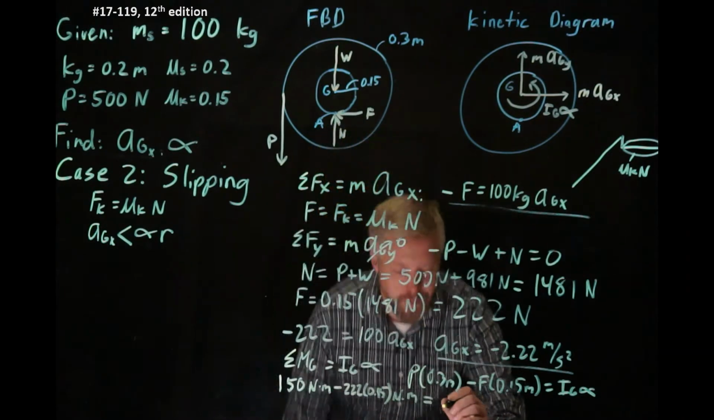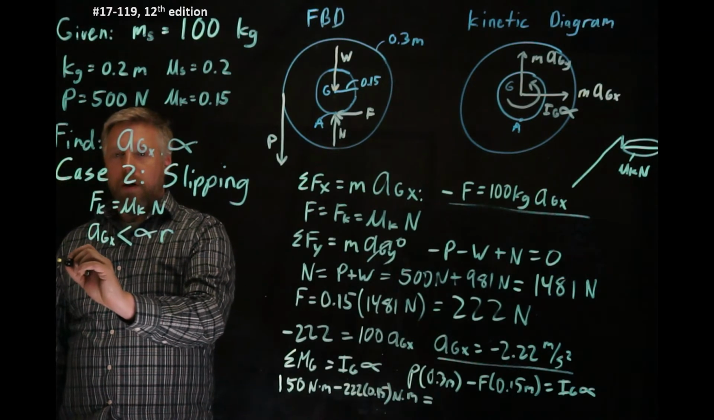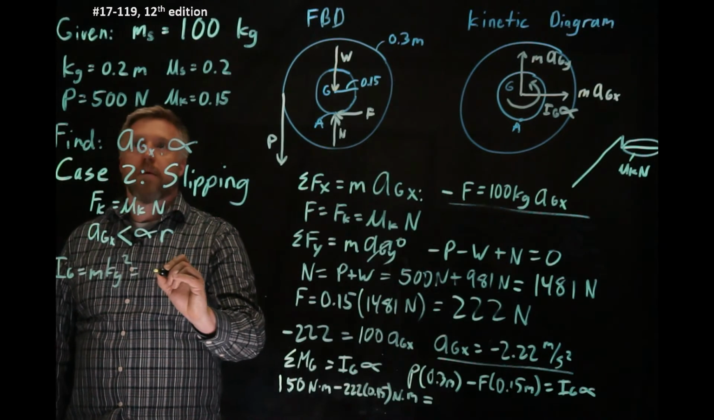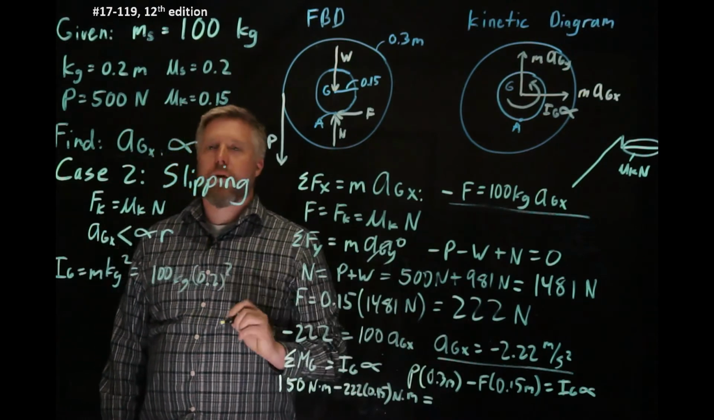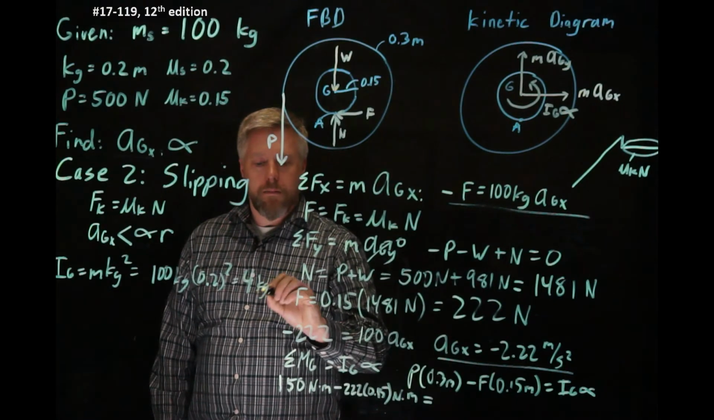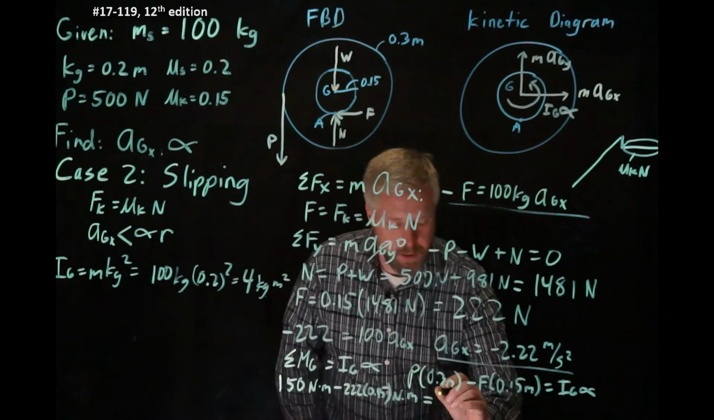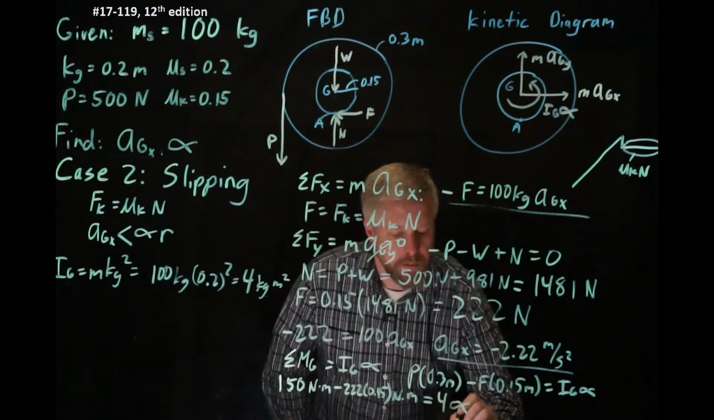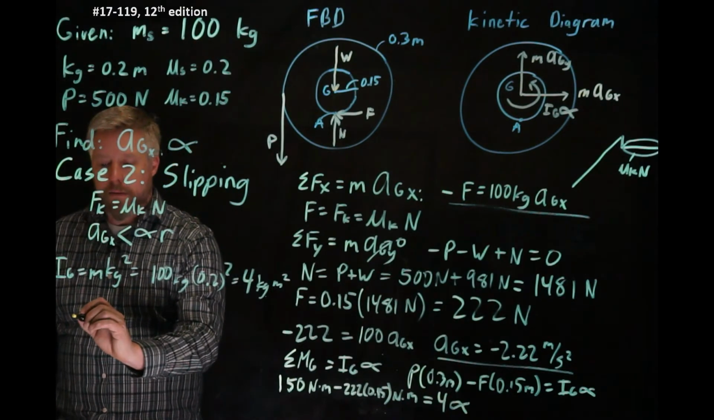equals Ig. I'm running out of room here a little bit. We did that in the last video as well, where Ig is equal to m kg squared, which equals 100 kilograms times 0.2 squared, which is equal to 4. And the units are kilogram meter squared. We can plug that in right down here. That's going to be equal to 4 alpha. Okay, I'm just going to move over here so I have a little bit more room. I can solve for alpha.